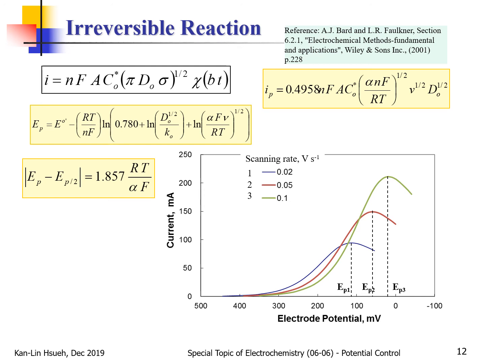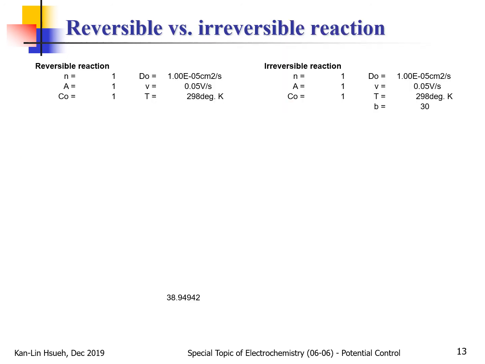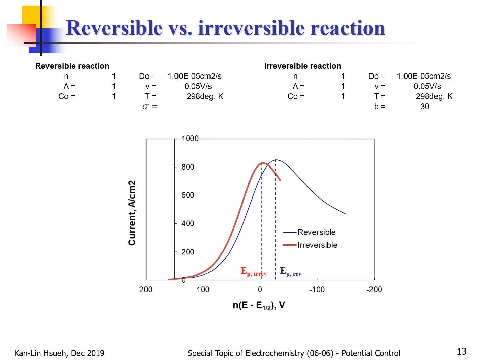So in a reversible reaction, the peak potential is independent of scanning rate, but for an irreversible reaction, the peak potential is a function of scanning rate. You can see it keeps changing at different scanning rates. And the peak and peak half are not; they're still the same. To compare reversible and irreversible reactions, you can see the irreversible reaction is slightly unsymmetric.